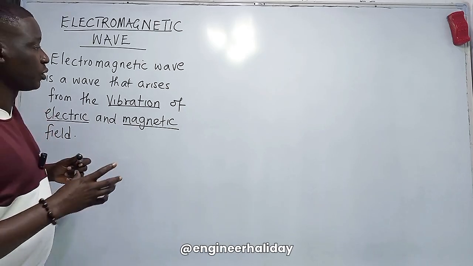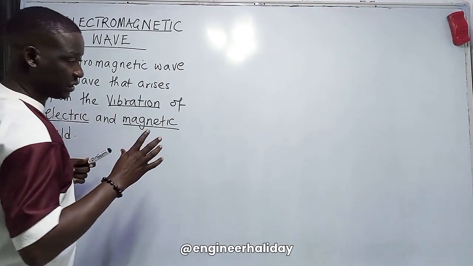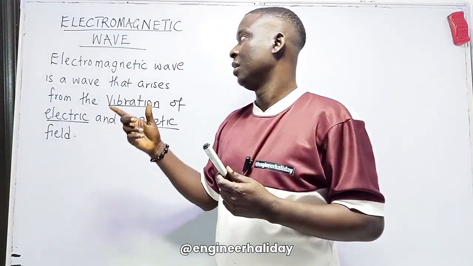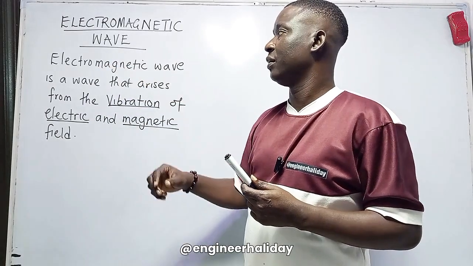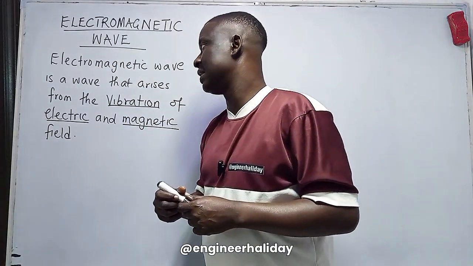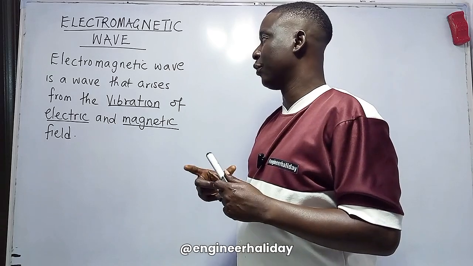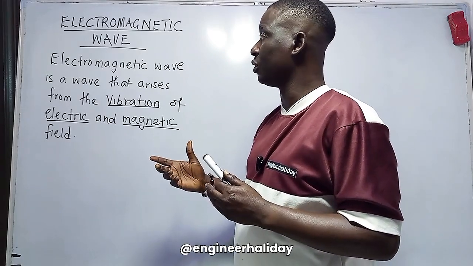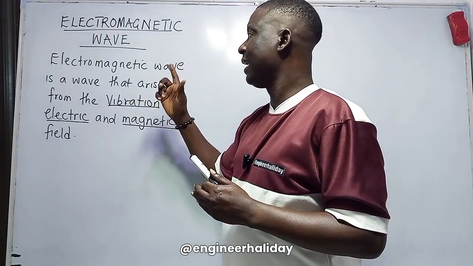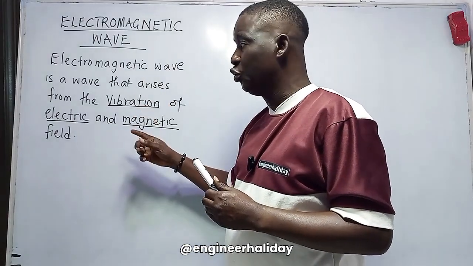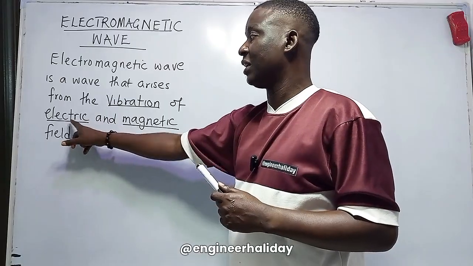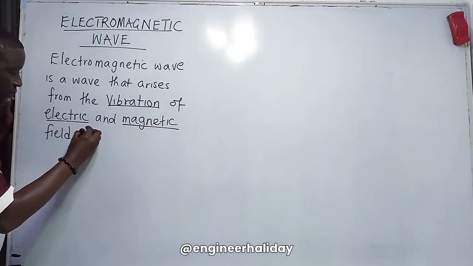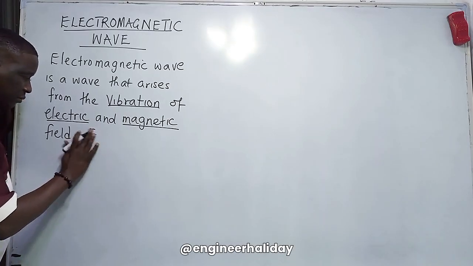These are three important points that we need to take from this definition. Now, if we are talking about electromagnetic waves, a wave that arises from the vibration of electric and magnetic field, it just means that electromagnetism is actually produced from electric and magnetic field. That's why if we split it, most of the time we call them EM wave.